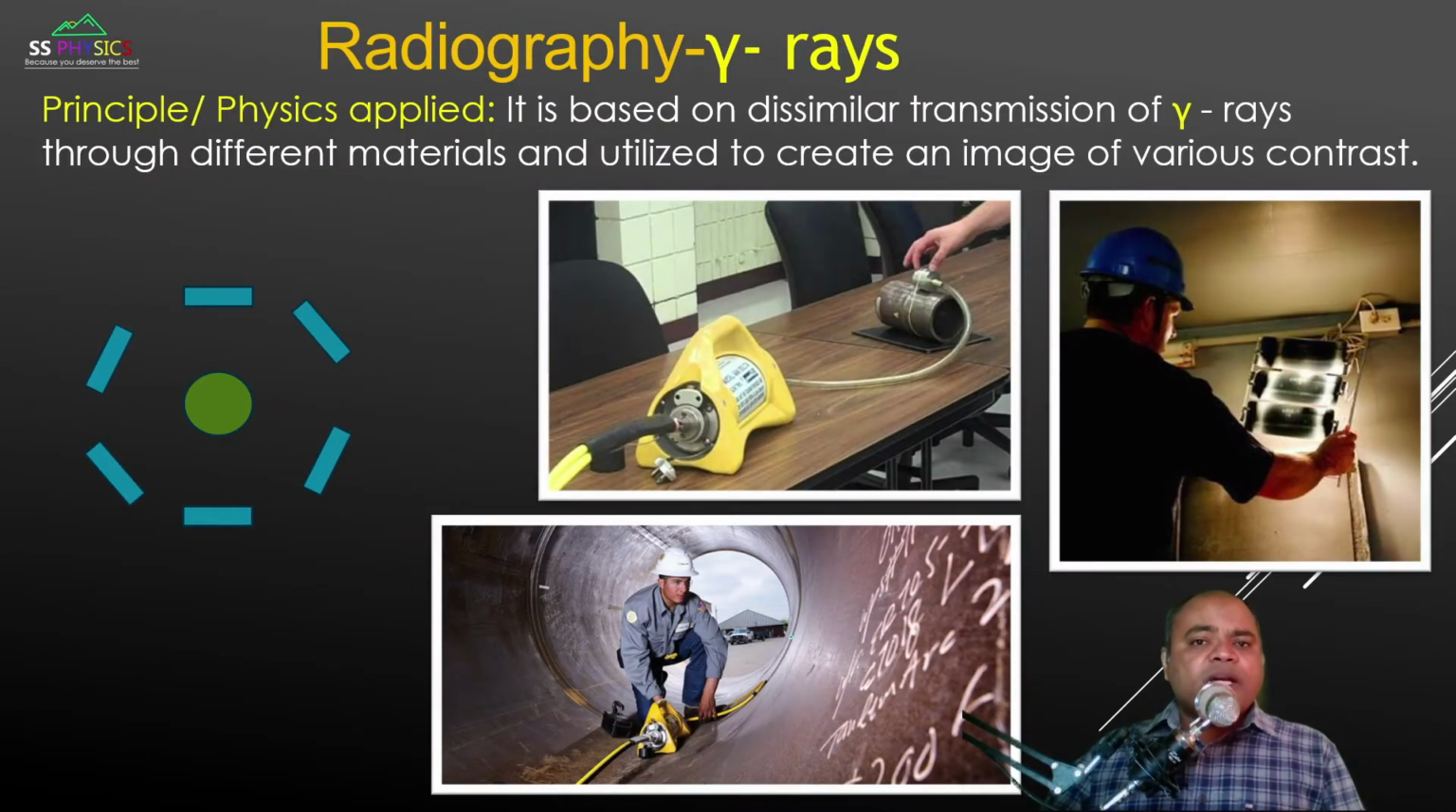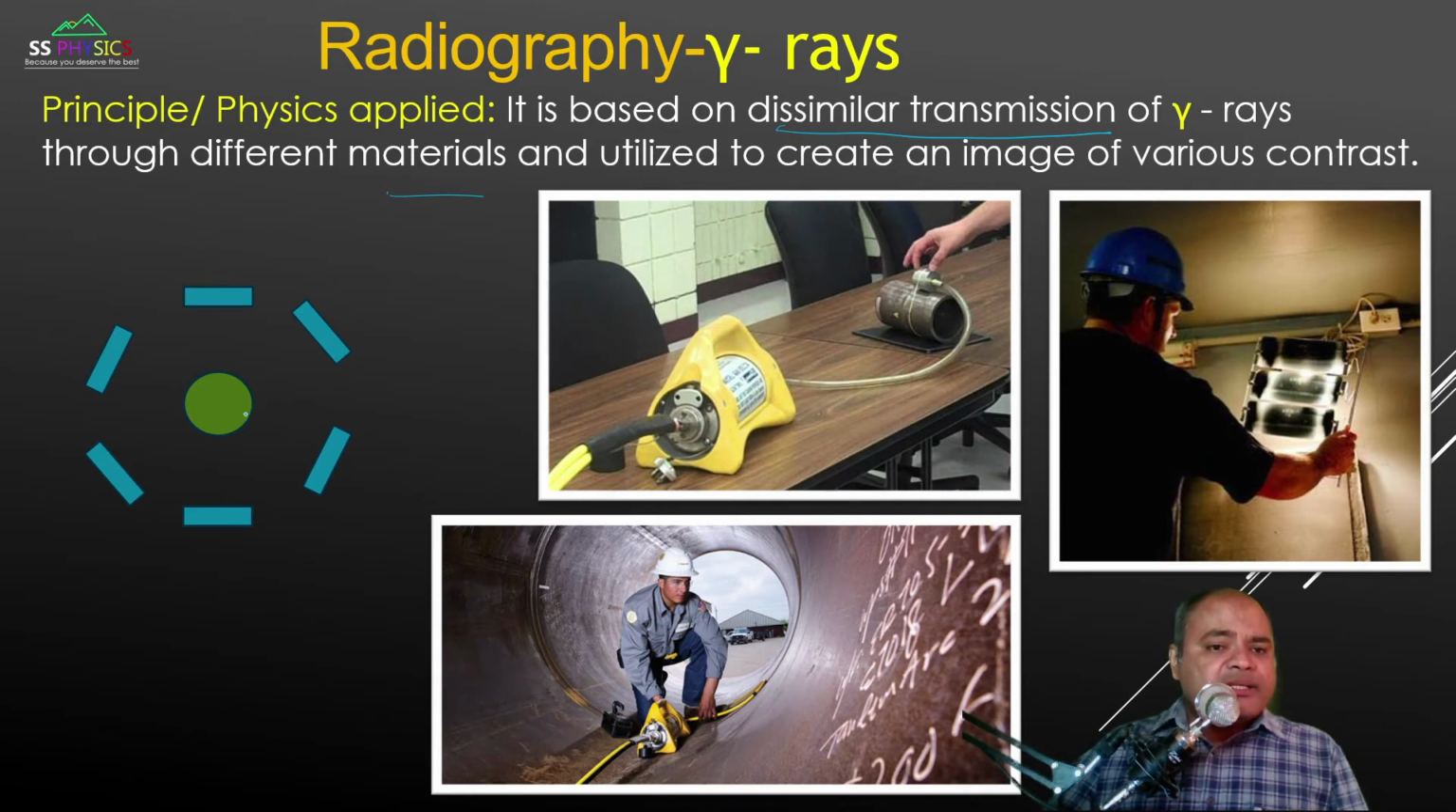Now the next type, radiography with gamma rays. Here the principle or physics is the same as for X-rays. It is based on the dissimilar transmission of gamma rays through different materials and is utilized to create an image of various contrast. Now the difference here is that X-rays are produced in a fraction of a second and are produced artificially, but gamma rays are not produced artificially; they are produced using some material like cobalt 60 or iridium or cesium.